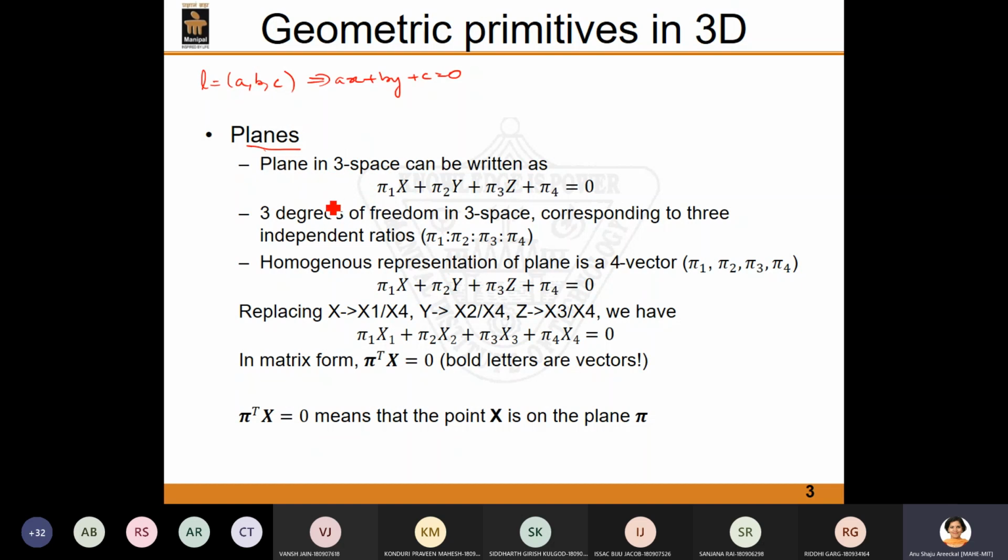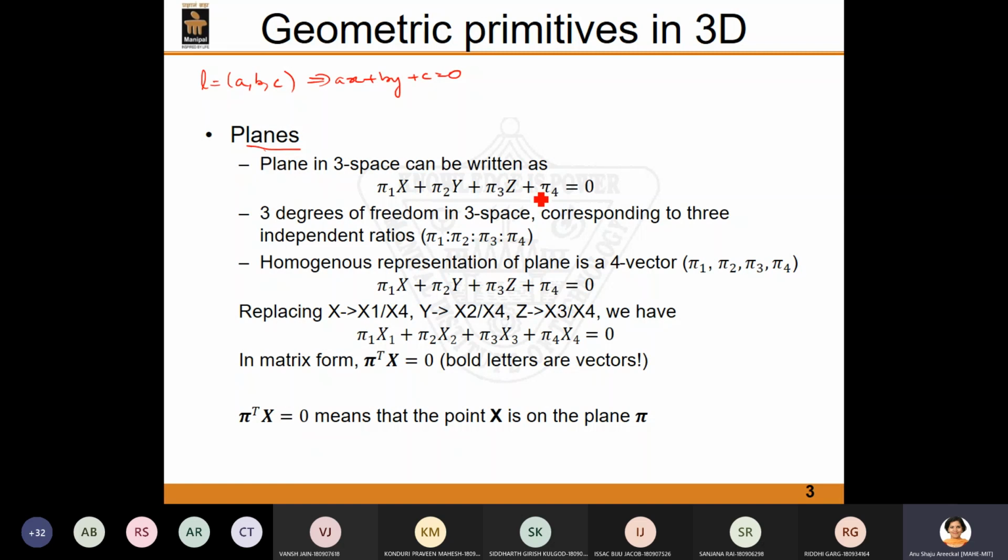Now, in the case of planes in a 3D space, it has the coordinates x, y, and z, and the different coefficients pi 1, pi 2, pi 3, and pi 4. So the equation is basically written this way: pi 1 x plus pi 2 y plus pi 3 z plus pi 4 is equal to 0.